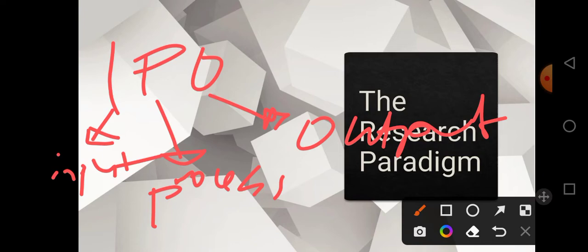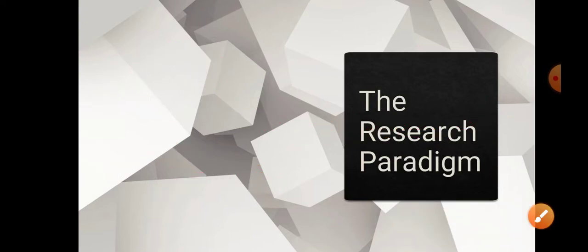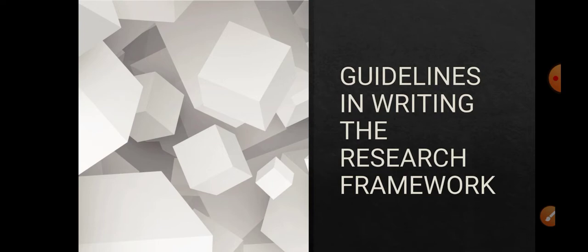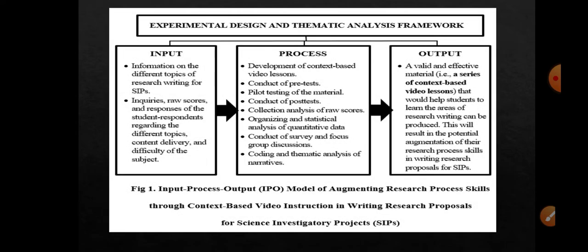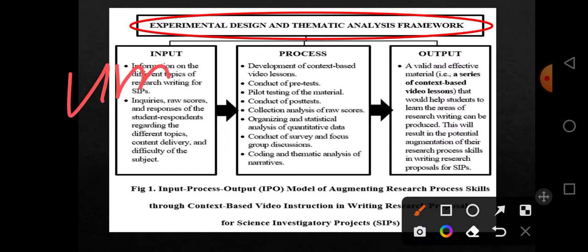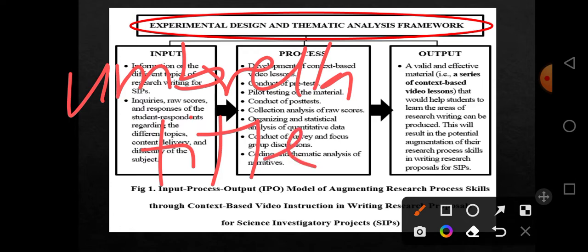So the research paradigm summarizes the methodology and research design using the input, process, output format. How do we write this part of the research paper? Here are some guidelines in writing the research framework or the research paradigm. For our first guideline, let's look at this part. This is the umbrella title of your IPO framework.